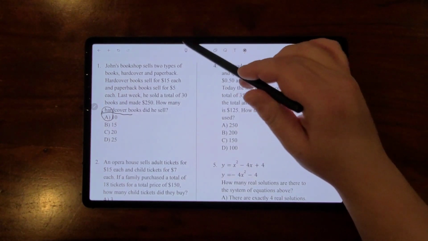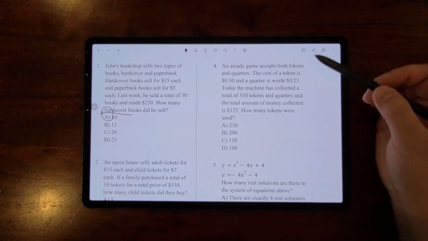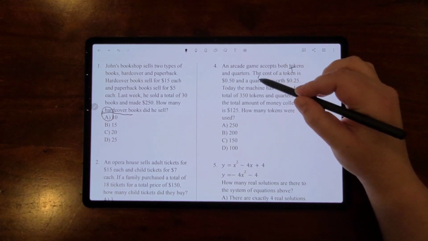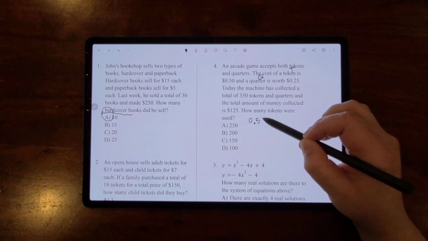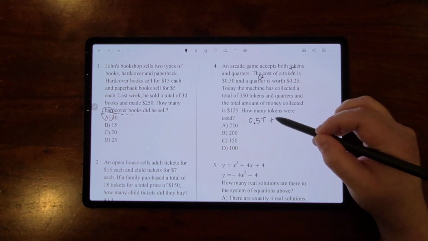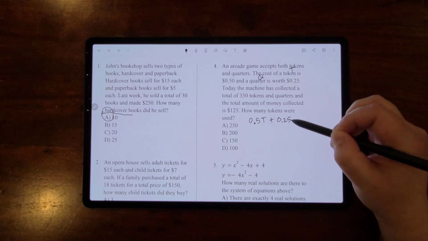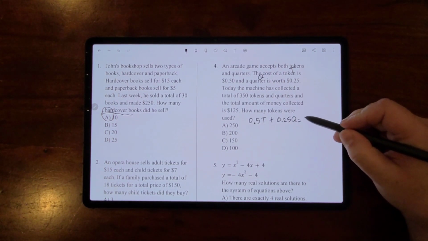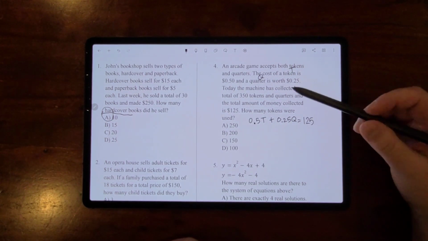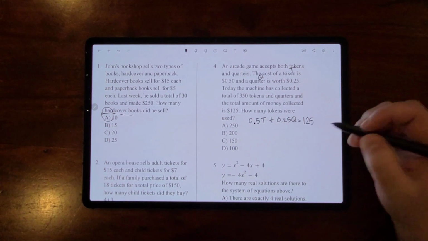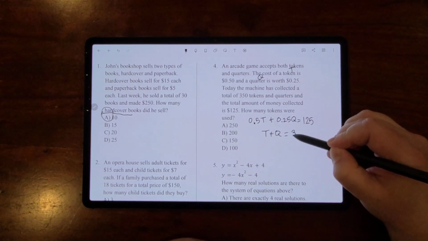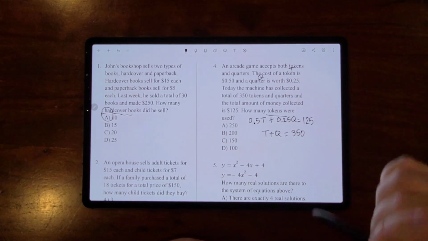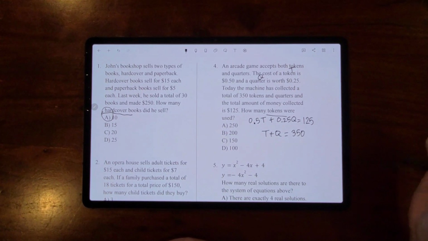So again, it follows that same sort of formula where like I'm going to call the number of tokens T and the number of quarters Q. So I would do 0.5 times the number of T tokens plus 0.25 times the number of quarters is going to give me the total amount of money collected, which is 125. And then for my other equation, it's just going to be the total, like when I add up all the tokens and quarters. So when I do T plus Q, it says it equals 350. And I'm trying to find out how many tokens. So I'm solving for T right now.